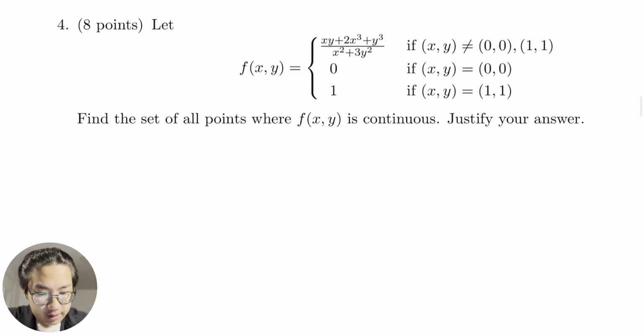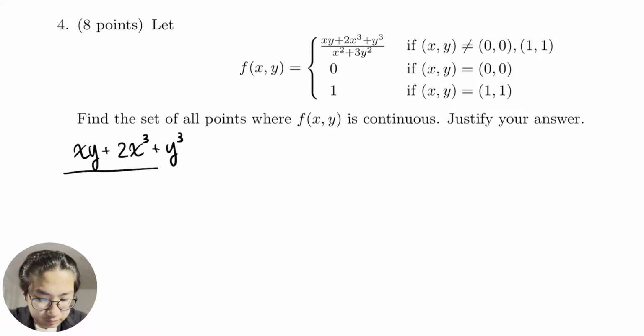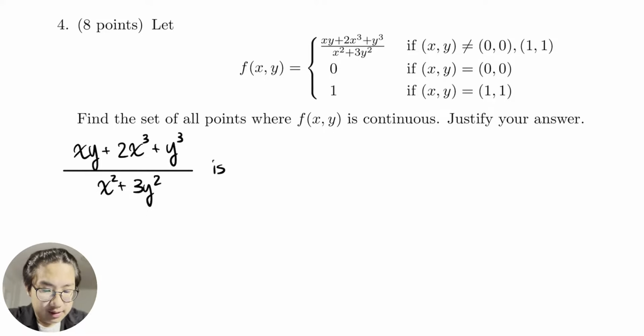So I'll quickly copy down the function. We have xy plus 2x cubed plus y cubed, all divided by x squared plus 3y squared. Okay, so we know that this is indeed a rational function.